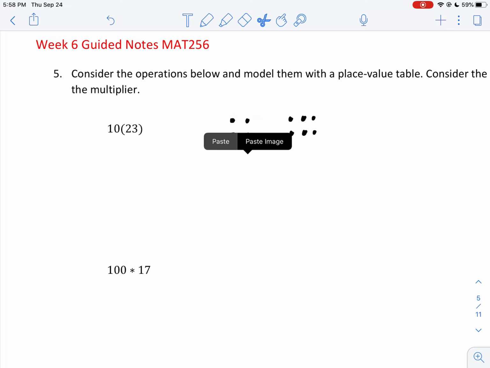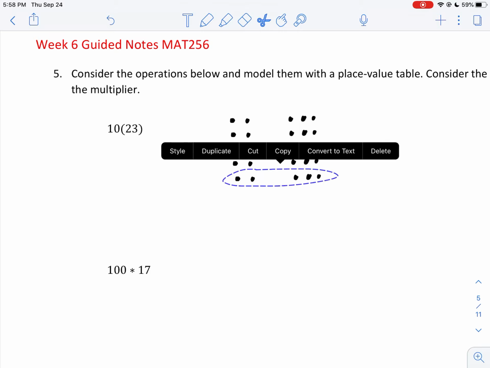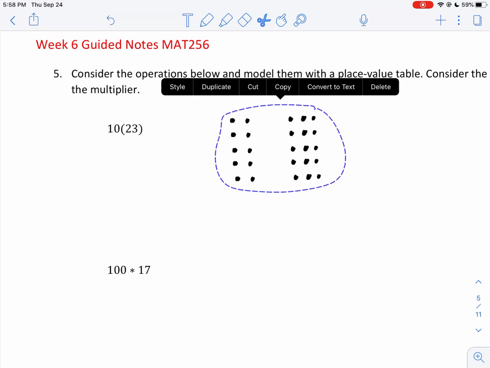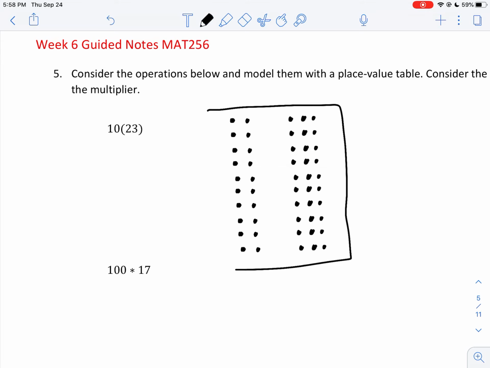So there's 2 copies, 3, 4, 5, and I'm just going to copy this all once more. Okay, so now here's our new place value table with all these dots, right? We had 23 and I copied it 10 times.